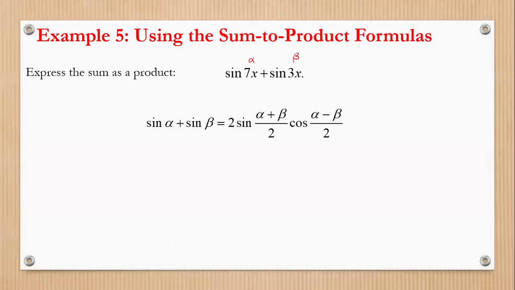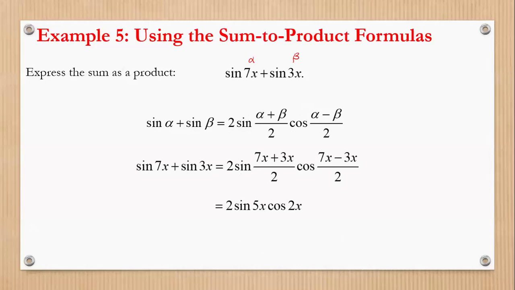So the 7x plus 3x divided by 2. 7x plus 3x is 10x. 10x divided by 2 is 5x. Cosine of 7x minus 3x, which is 4x, and 4x divided by 2 is 2x. And that is the final answer. And by using the formula, we easily change these to the product. So these two expressions are exactly equal to each other.